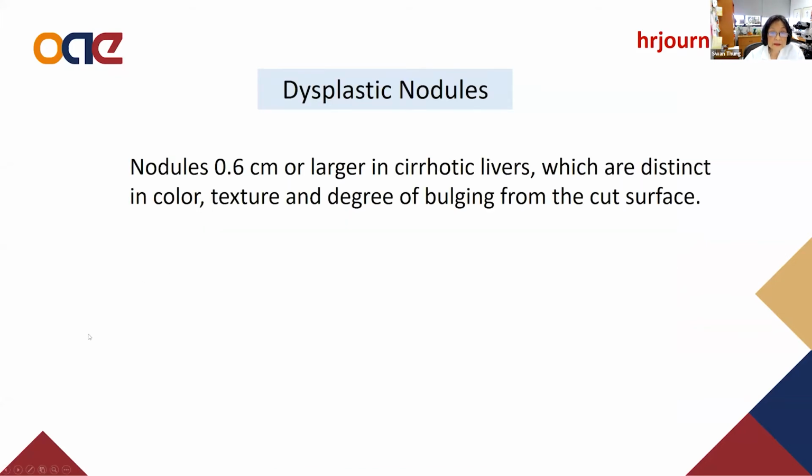And how about the dysplastic nodules? The diagnosis of dysplastic nodules, of course, is made on gross examination, but I'm sure also on imaging, as a lesion, but not as a dysplastic nodule. The nodules should be 0.6 or 0.8 centimeter or larger. It has to be in a cirrhotic liver, and they are different in color, texture, and degree of bulging from the cut surface, and it bulges more than the rest of the cirrhotic nodules.